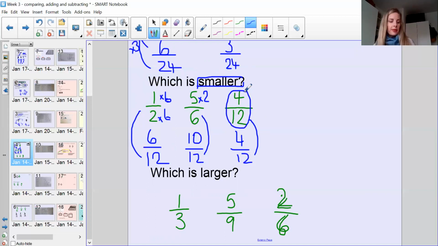Just give me a second because my battery for my laptop is about to die. I'm going to plug it in quickly.